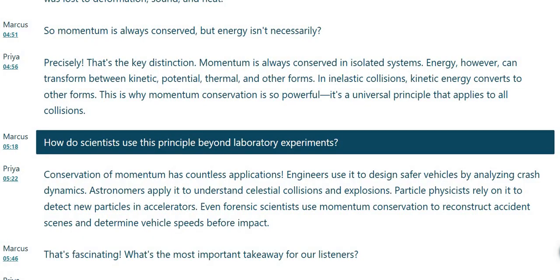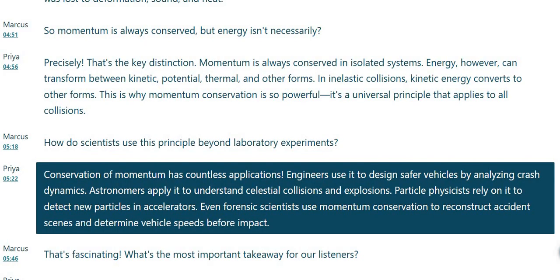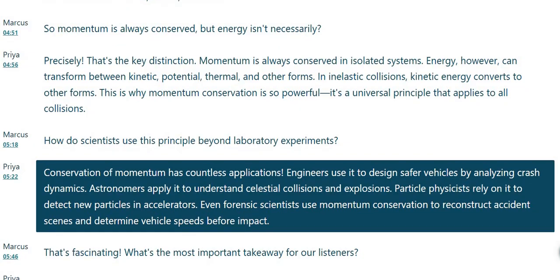How do scientists use this principle beyond laboratory experiments? Conservation of momentum has countless applications. Engineers use it to design safer vehicles by analyzing crash dynamics. Astronomers apply it to understand celestial collisions and explosions. Particle physicists rely on it to detect new particles in accelerators. Even forensic scientists use momentum conservation to reconstruct accident scenes and determine vehicle speeds before impact.